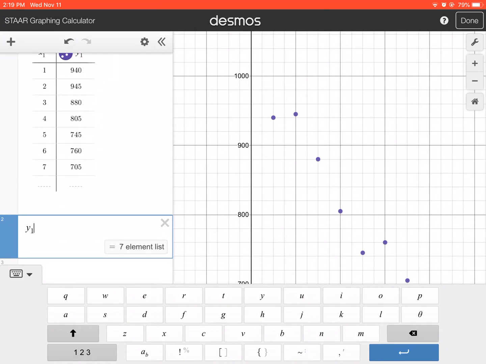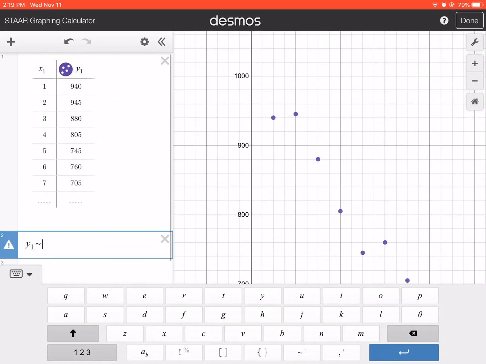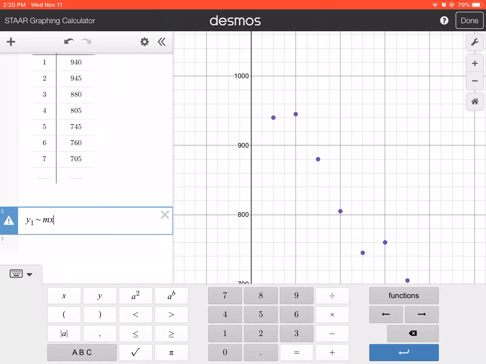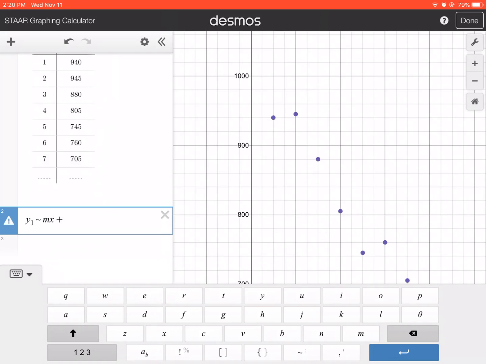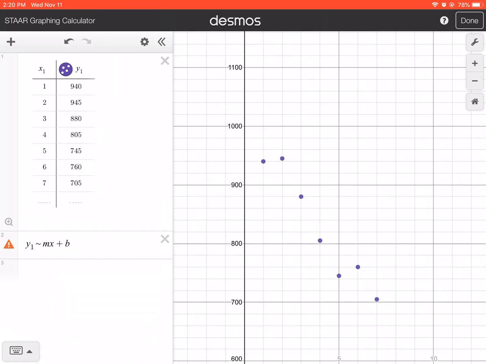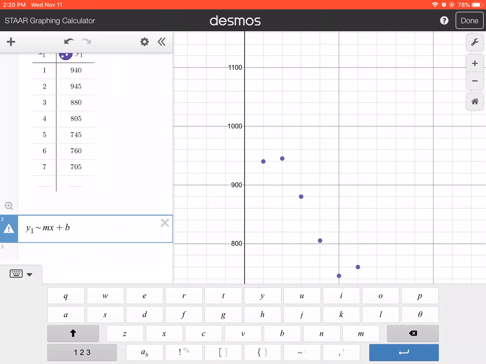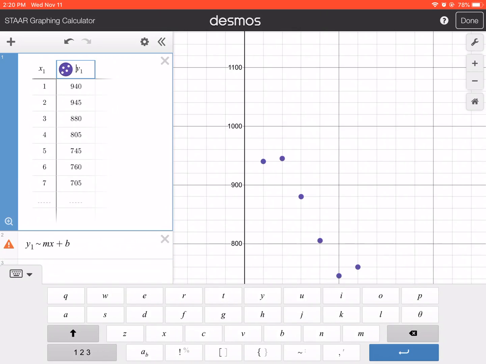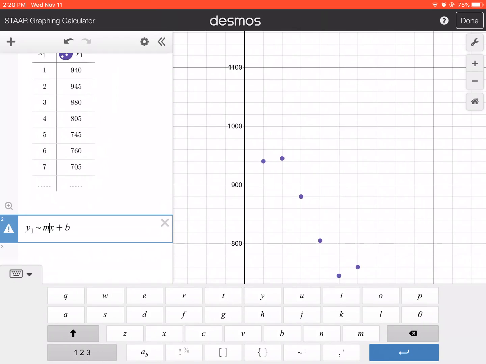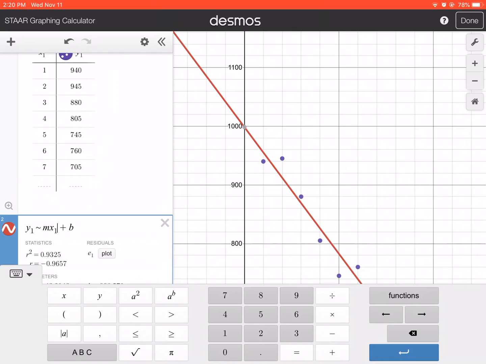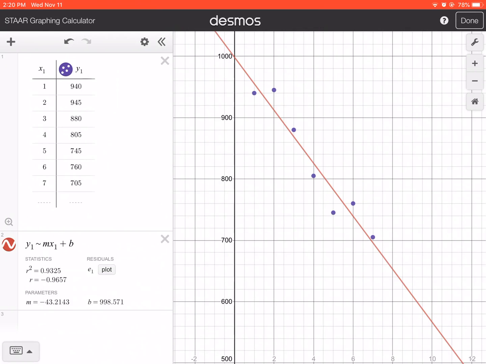y1 tilde is how we ask Desmos to do the line for us. Now, the equation of a line is mx plus b. And this is not giving me a line because I need to look back at my table. This y1 right here is looking at my table up here, y1. But this x right here, whenever it's looking at my table, there's no x, so we're going to put a subscript of 1 on it. And so that is now giving us a line. That's what we want.